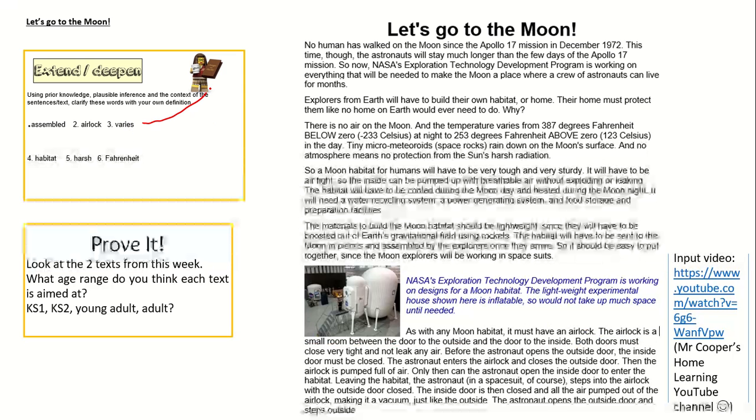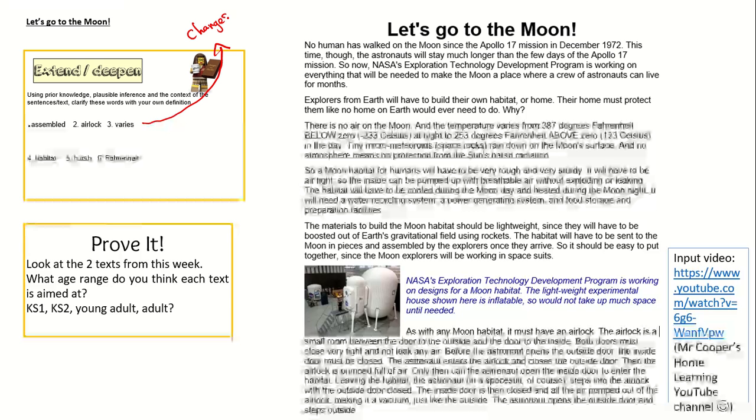Number 3, varies. There's a lot of words we know, like variable, variety. I like to think we know what varies means. If something varies, it changes. There's a range of things, isn't it? There is no air on the moon, and the temperature varies from that to that. So if it varies, it changes, or can have multiple options.